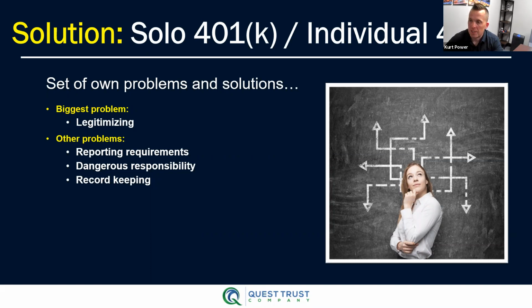Why is that a dangerous responsibility? Because you could very, very easily engage in a prohibited transaction. If I've got a checkbook in my hand for my solo 401k, could I write a check to a disqualified person? Could I write a check to myself? I could. Doesn't mean I will, but I certainly could. So it's a lot of high risk. What a lot of people don't talk about when they talk about solo 401ks or checkbook IRAs is that these are the most scrutinized accounts by the IRS. The reason for that is there's no custodial oversight.